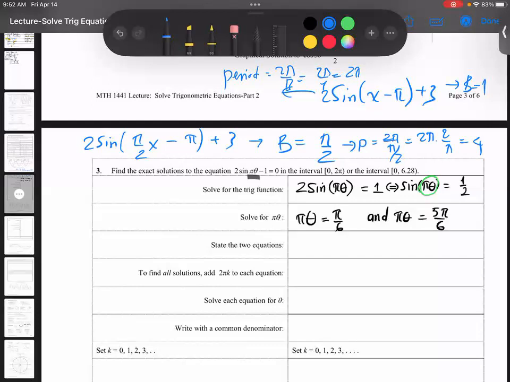That's why, after you look up on the unit circle, you have to add to both equations the period of sine, which is not 2 pi, but what? 2k pi, because it could be 2 pi, 4 pi, 6 pi, right? Where k is an integer. So let's do it step by step. State the two equations. My two equations are pi theta equal pi over 6, leave a little space, and pi theta equal 5 pi over 6.